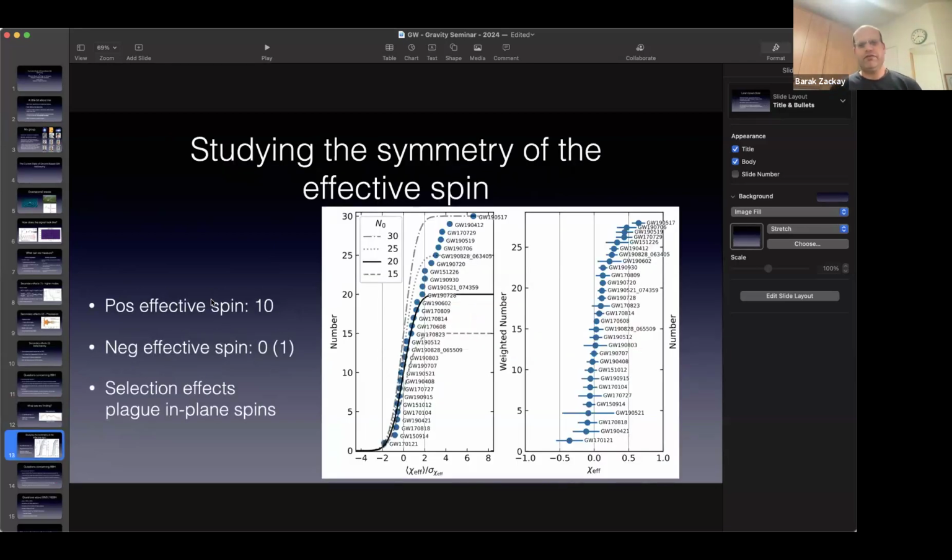Studying the symmetry of the effective spin, here we can say a bit more. If you go over the catalog, you count how many positive spin, how many negative spin. And by positive, I mean definitely positive, like you reject negative completely. And negative, I mean you reject positive completely. The distribution is like 10-0, okay?